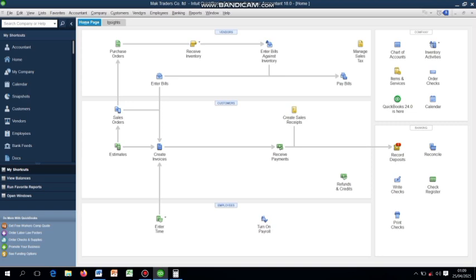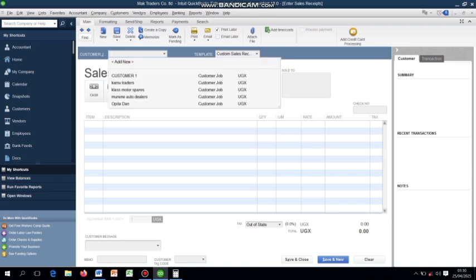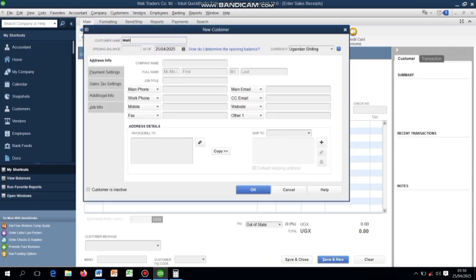Sold. Since it's sold, I'll come to cash. I'll do the sales receipt on 11th. Then I'll come to Muna. I'll add the customer. I'll say add new. First is Muna, and it was not given: Muna Auto Dealers. Then I'll change the date because the date is 12th January 2023.